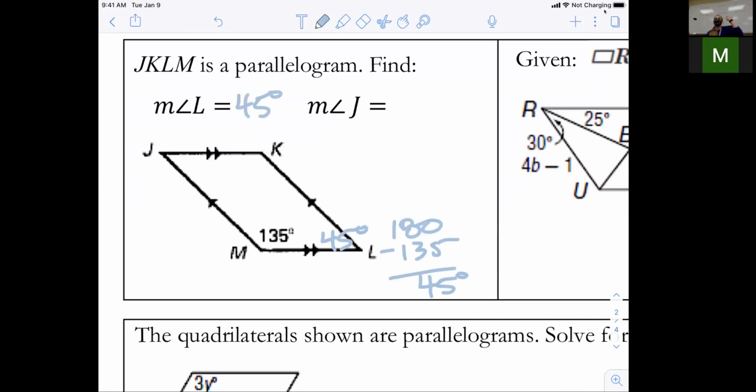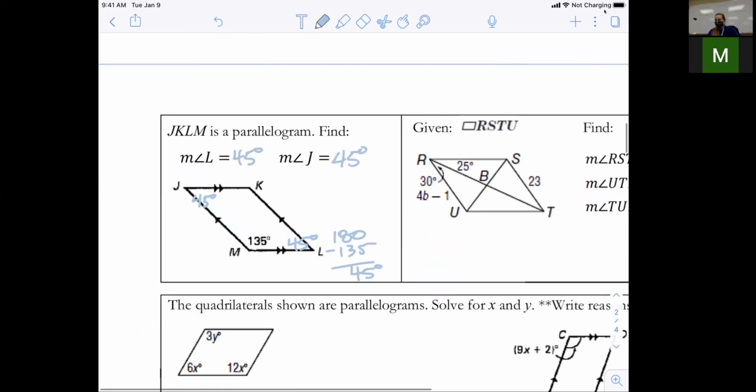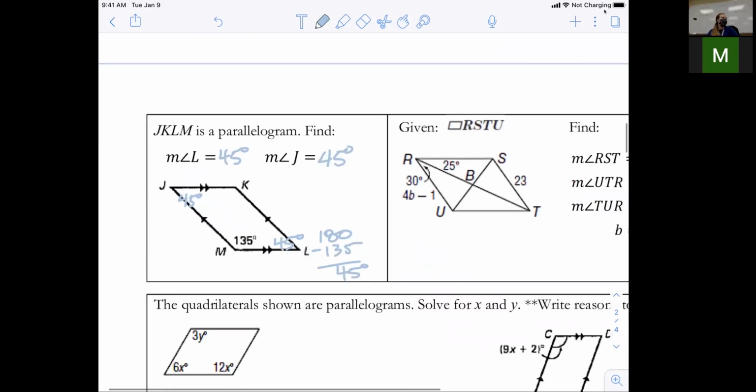All right. Who can tell me angle J? Isaac, help me on this one. It's also 45. Why do you know that? Awesome. Opposite angles are congruent. Very good. All right. That seems good enough, right? We don't need to dwell on that.